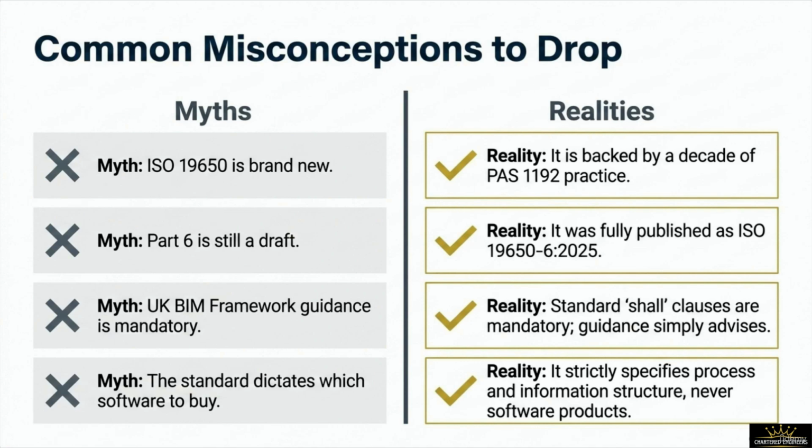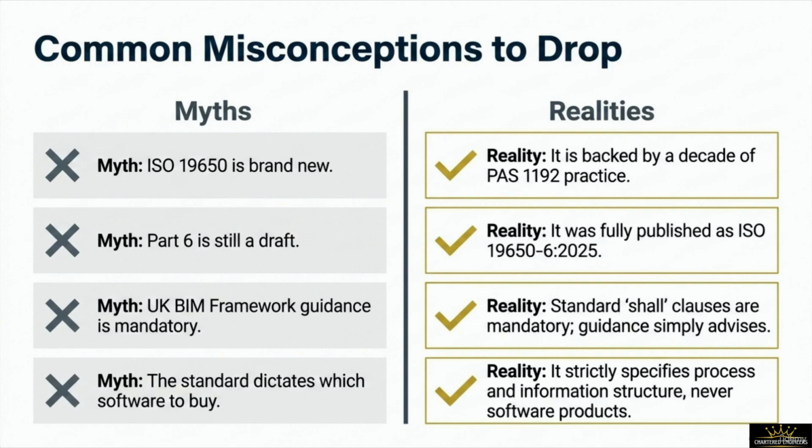Myth number 2 states that Part 6 is still just an unscored draft document. The reality is absolute. It was fully published as an active standard, ISO 19650-6:2025. Myth number 3 assumes that the advisory UKBIM framework guidance documents are completely mandatory. In reality, only the standard's core shall clauses are mandatory. The guidance simply advises on execution.